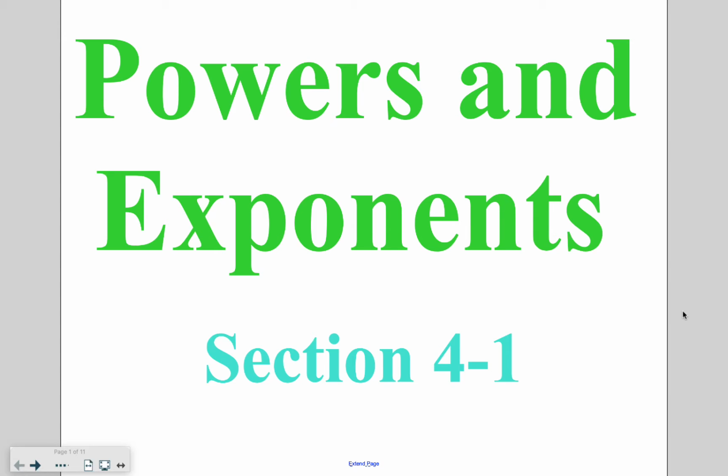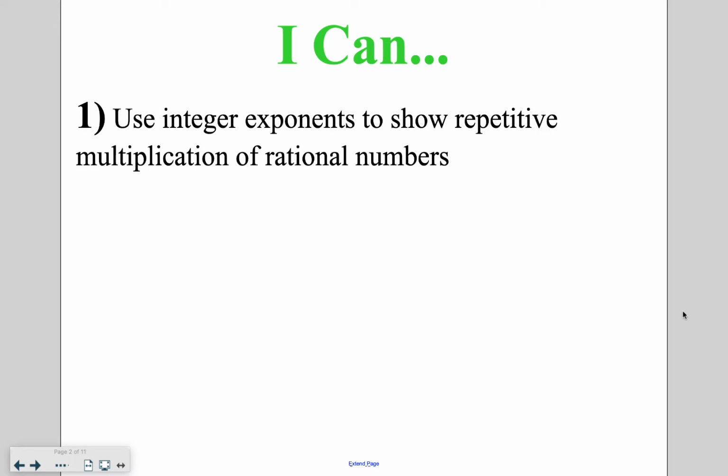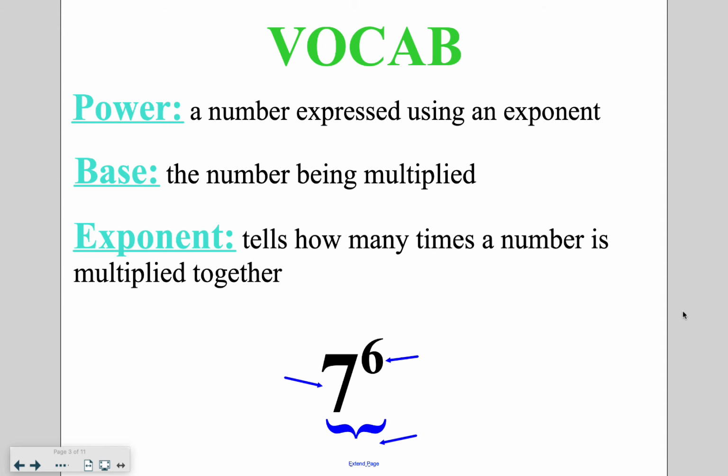Hello class, and welcome to today's pre-algebra lesson, which is about powers and exponents. By the end of today's lesson, you will be able to use integer exponents to show repetitive multiplication of rational numbers. So we're going to start with some vocab.